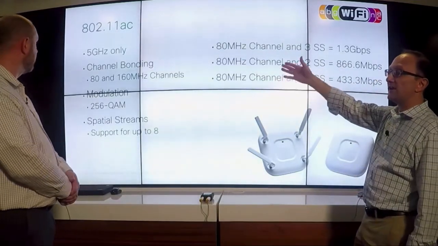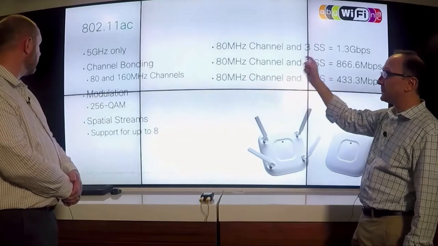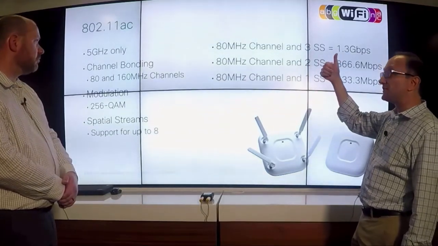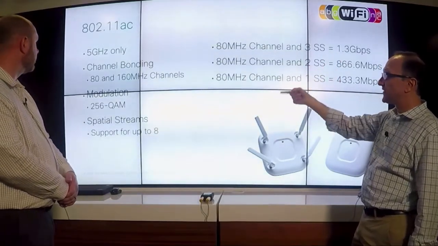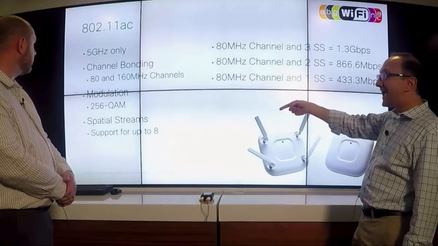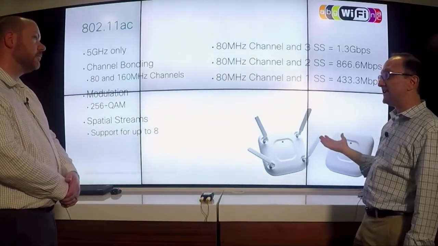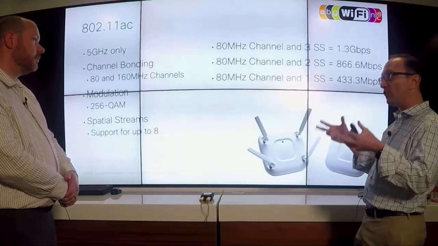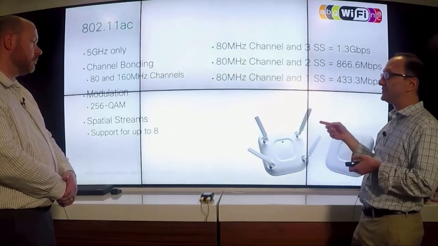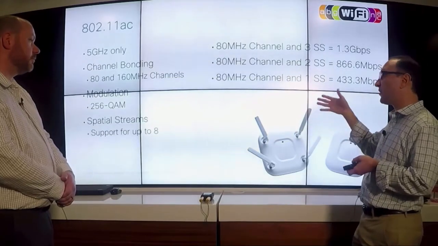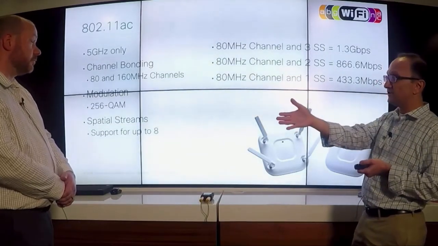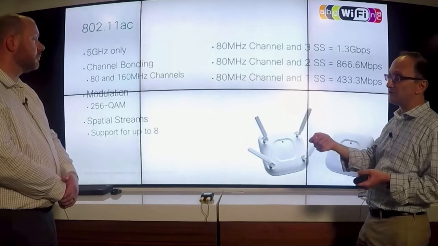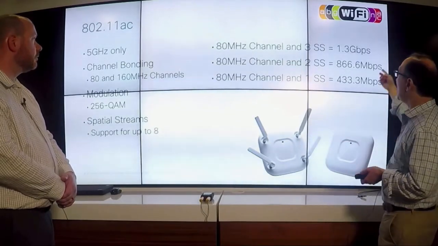But AC gave us channel bonding, with 80 and 160 megahertz channels, and a modulation scheme up to 256 QAM, which upped our data rate. It supports up to 8 spatial streams, but we're only seeing access points with up to 4 transmit-receive chains, which could support 4 spatial streams, but as we said earlier, it only makes sense to do 3 spatial streams. Right.